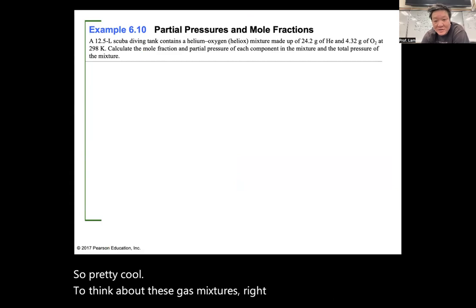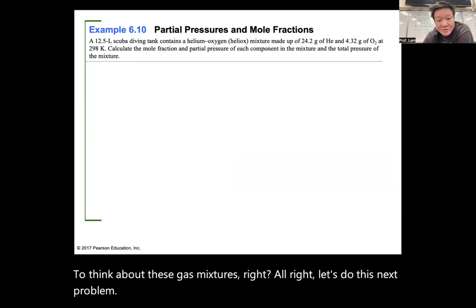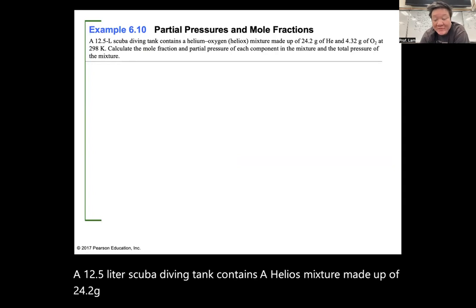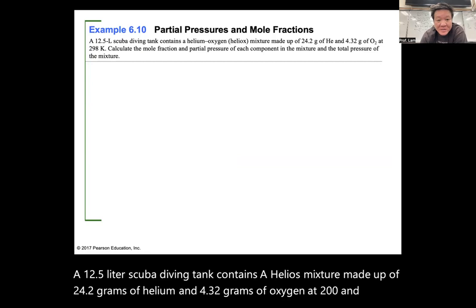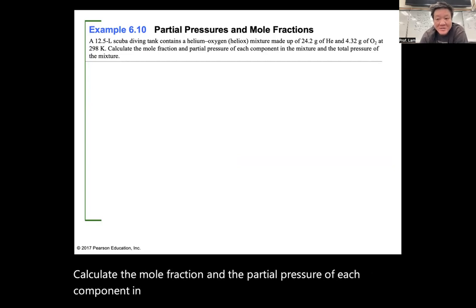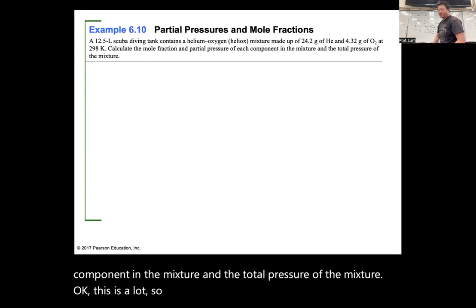All right, let's do this next problem. A 12.5-liter scuba diving tank contains a heliox mixture made up of 24.2 grams of helium and 4.32 grams of oxygen at 298 Kelvin. Calculate the mole fraction and the partial pressure of each component in the mixture and the total pressure of the mixture. Okay, this is a lot, so I'm going to take a bunch of notes again.